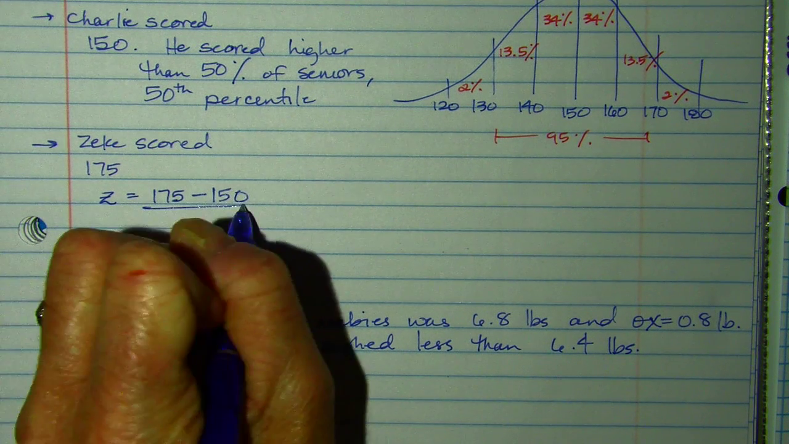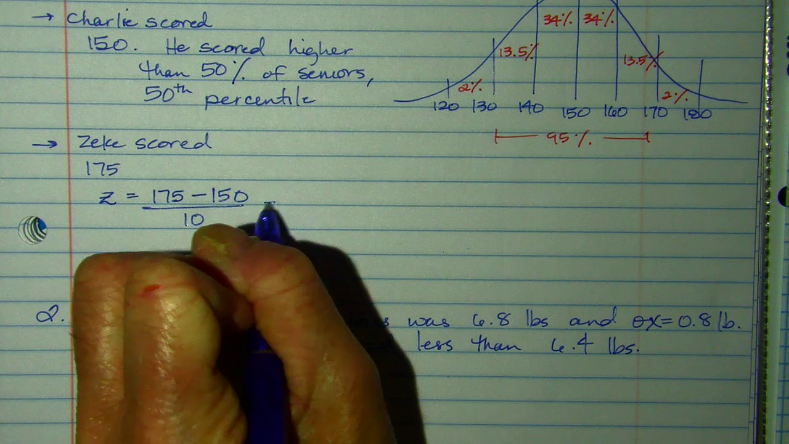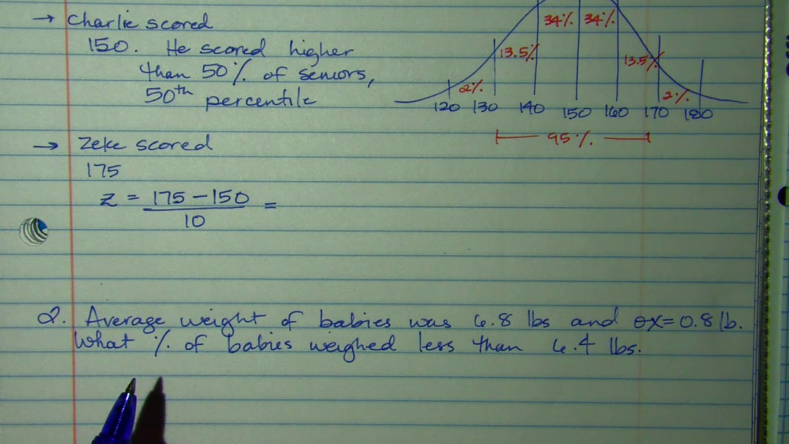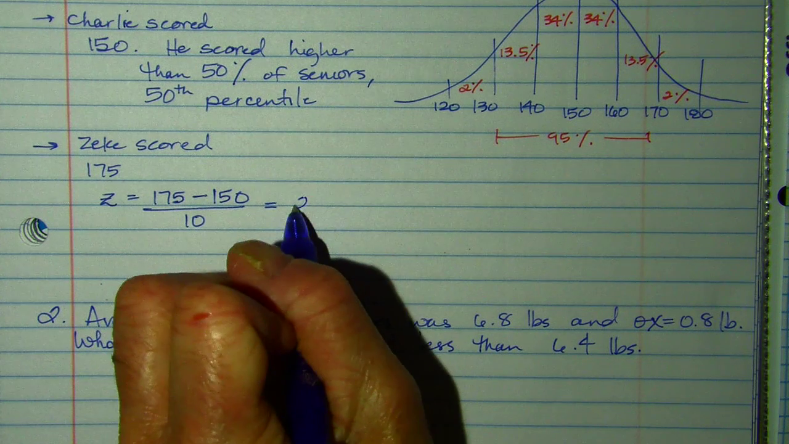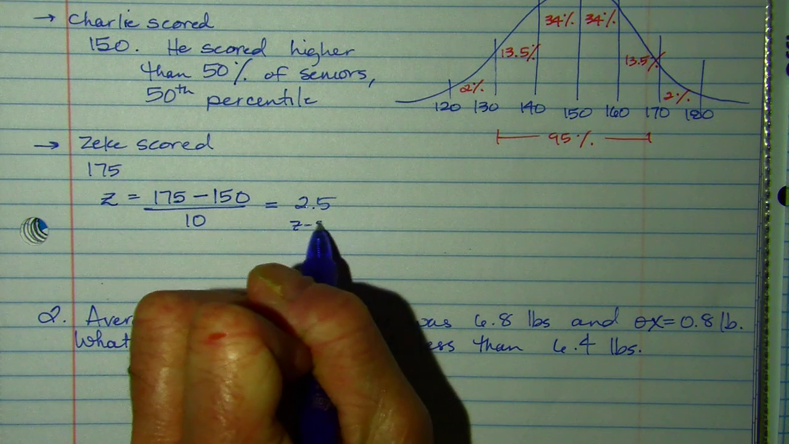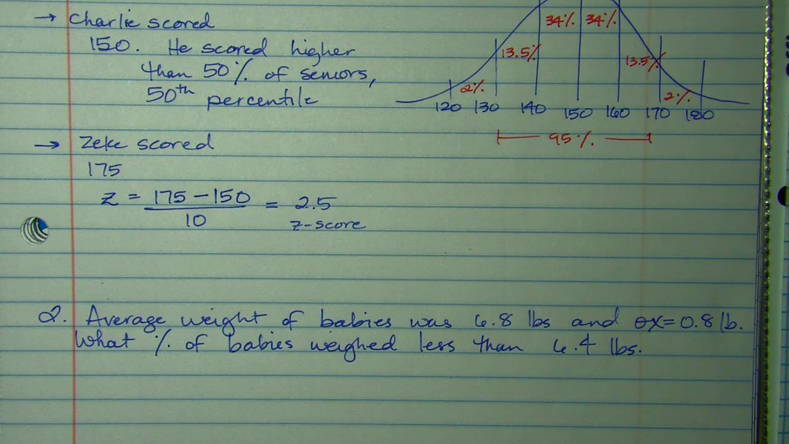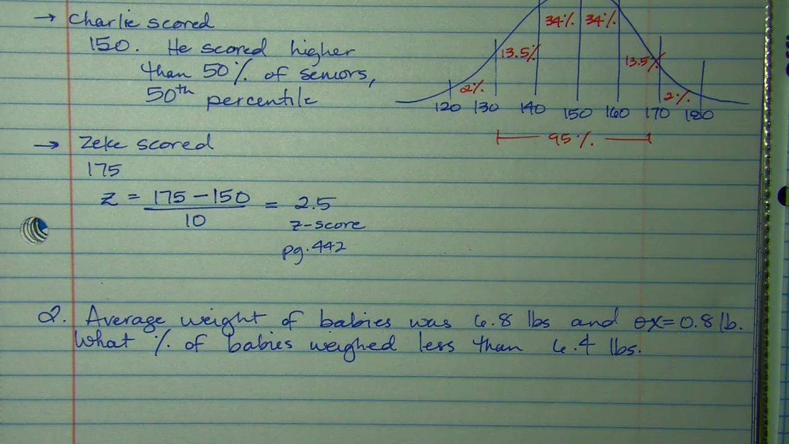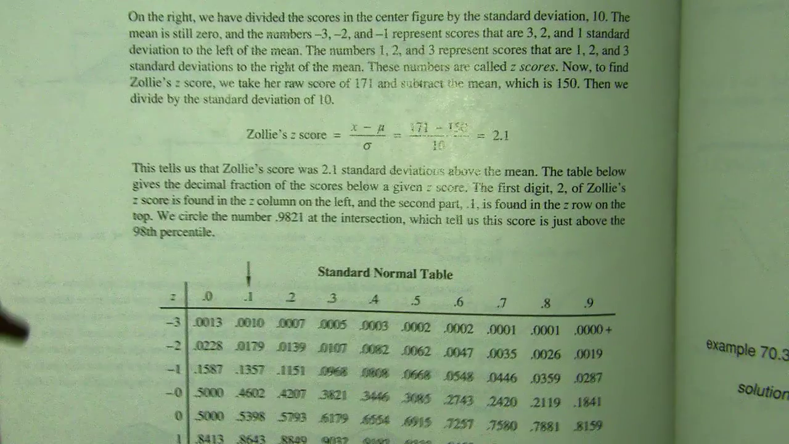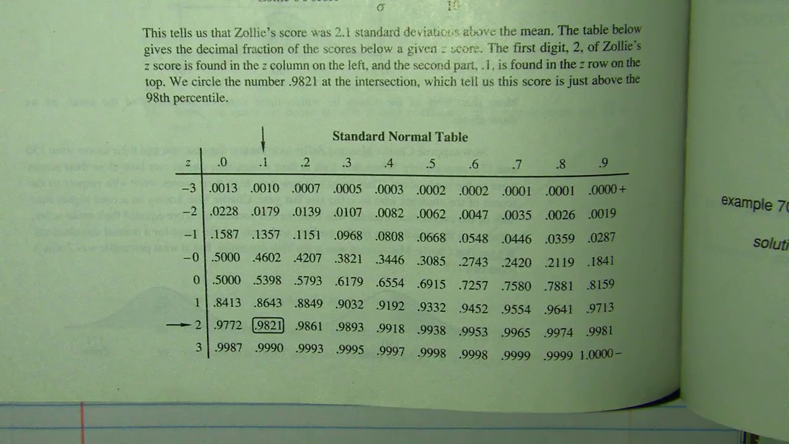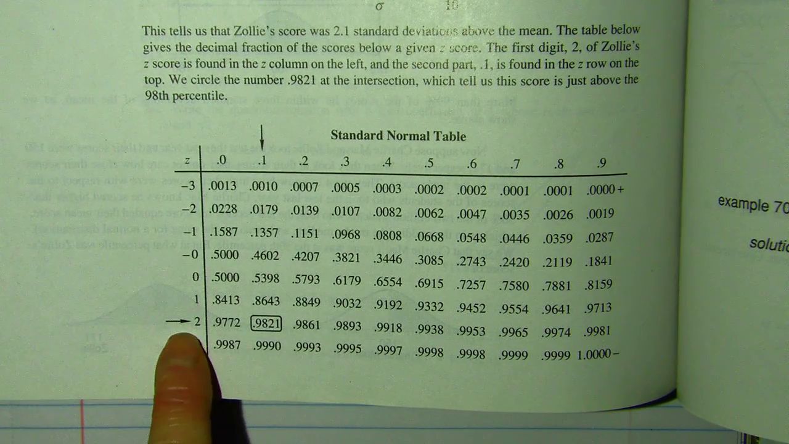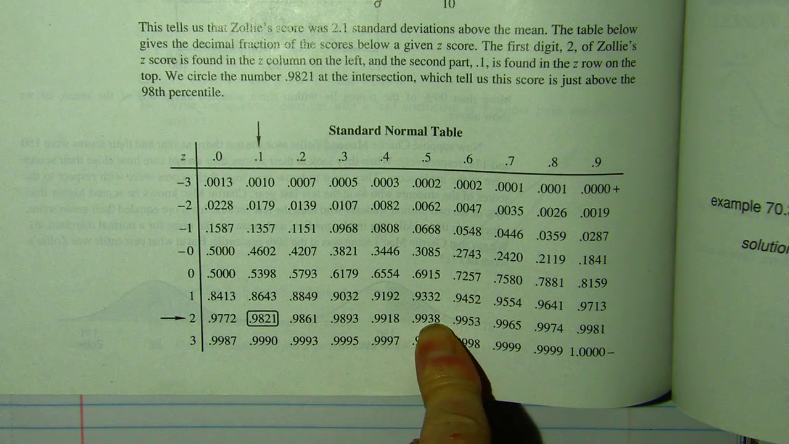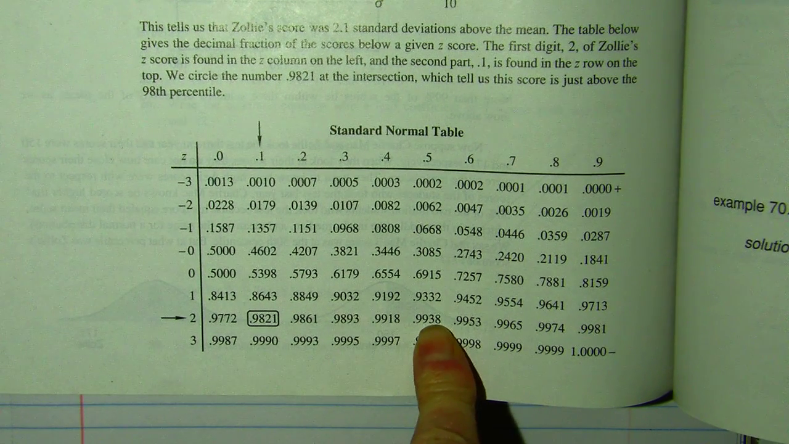I'm going to divide by my standard deviation. So 175 minus 150 is 25, divided by 10 gives me 2.5. So this is my Z-score. If you go to page 442 and you look for a positive 2, so go down to positive 2, and then over 0.5, there's this little data point right here, 0.9938.